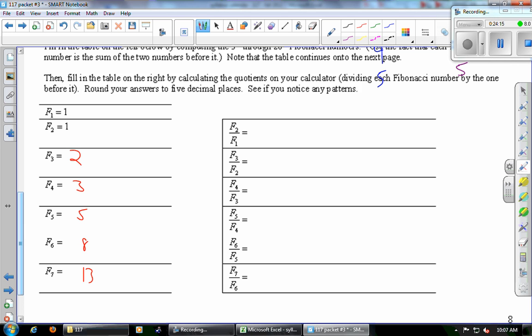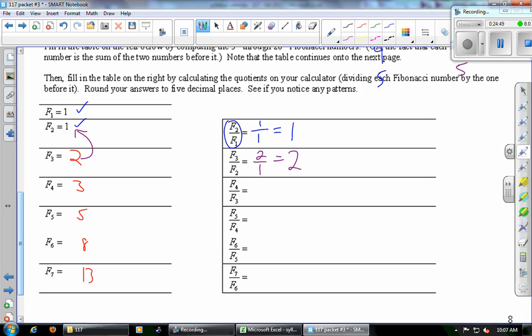But let's look at the right-hand column for a second, because this is new. So take a look at what this first one says. It says take F2 and divide by F1. How much is F2 according to the left-hand column? Yeah, F2 is 1, and F1 also happens to be 1. So I just get 1. Easy enough. Let's look at the next one. F3 divided by F2. That's this divided by this. So what goes on top? 2 divided by 1 is 2.